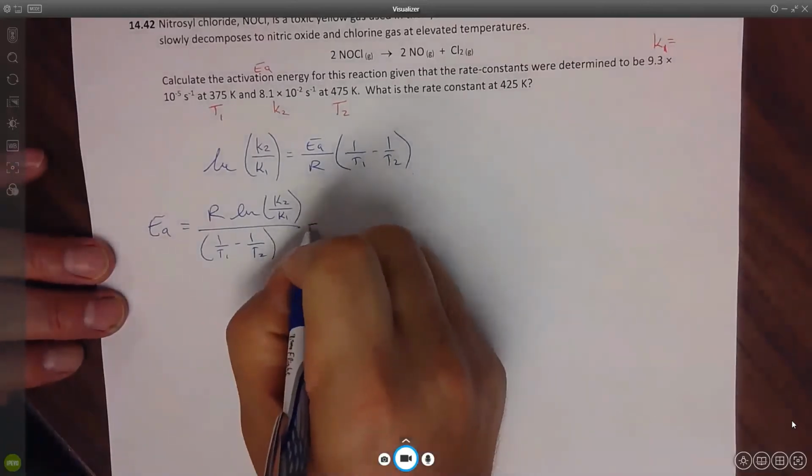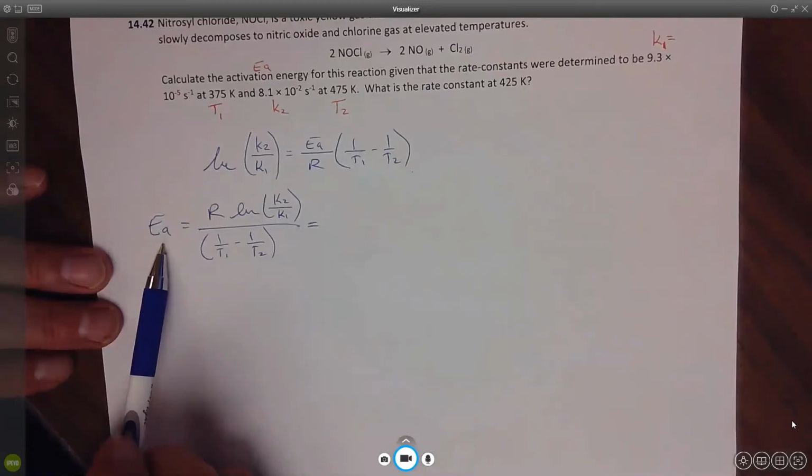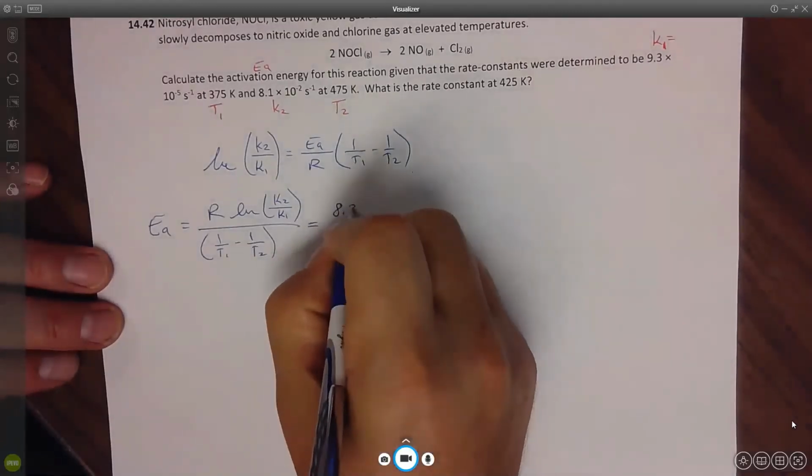Okay. What's the value of R? Leah, what R are we going to use here? 0.082058. And what are the units of that? Atmosphere liter per Kelvin per mole. Does that make sense? What units do you expect for EA? Joules. Okay, so you're going to use the 8.3145.